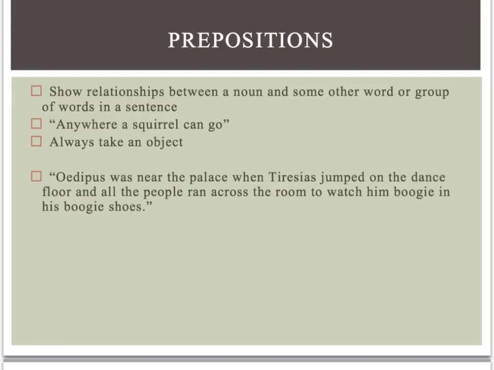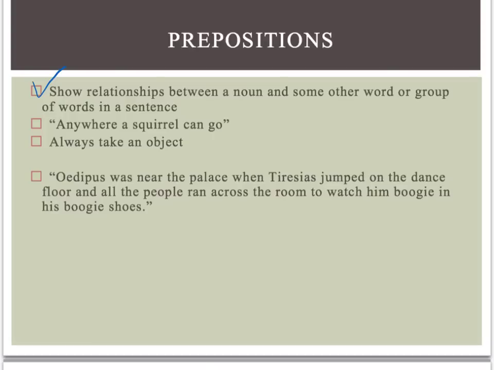We're going to talk today about prepositions. Prepositions are little words, but they're important words. They're words that allow you to set up the geometry of your sentence, where things are in relation to each other. Specifically, we use prepositions to show the relationships between a noun and some other word or group of words in a sentence. That's a complicated idea. It's a little difficult to understand.